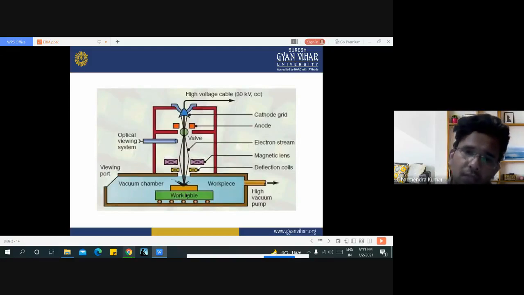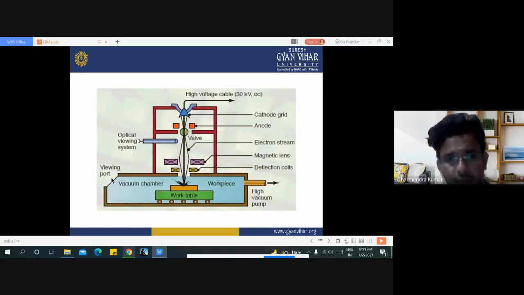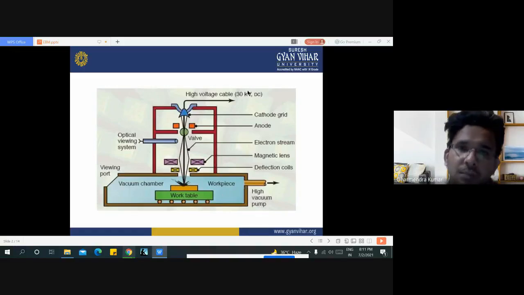Here is the workpiece kept in the vacuum chamber. One side of the vacuum chamber is associated with the viewing port, where any skilled person or operator can see what is going on with the workpiece. On another side of this vacuum chamber, a high vacuum pressure pump is attached.